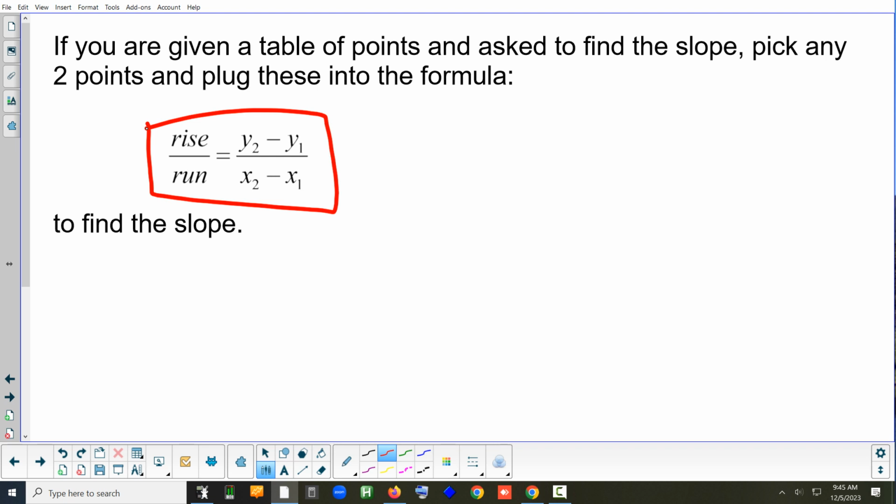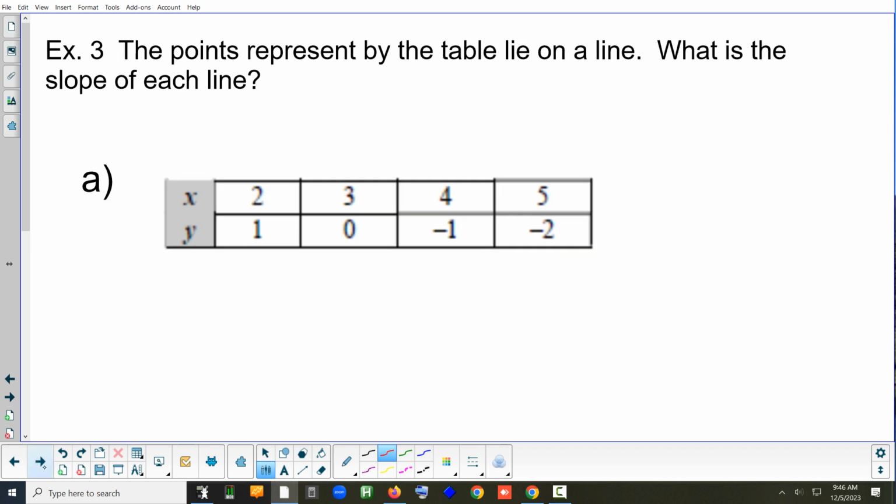To use this formula, how many coordinates do they have to give us? Well, they have to give us 4 numbers, but they have to give us 2 coordinates. Yep. Okay. So it says the points represented by the table lie on a line. What is the slope? Now, how many points did you say we need? 2. We need 2.